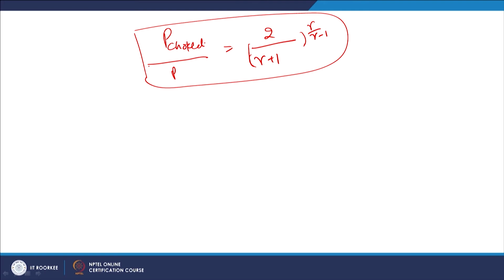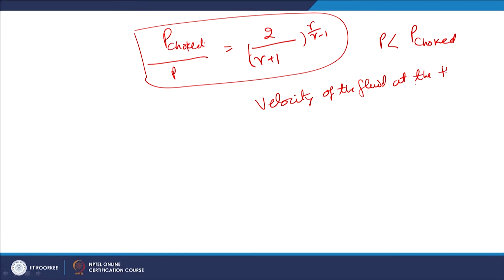Now, if we have P less than P choked, the velocity of the fluid at the throat is equal to the velocity of sound, and the velocity and mass flow rate cannot be increased further. And the third point is that the flow becomes independent of the downstream condition. So this type of flow is called choked, critical or sonic flow.